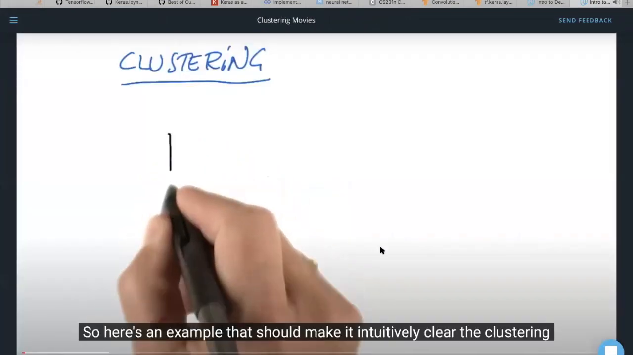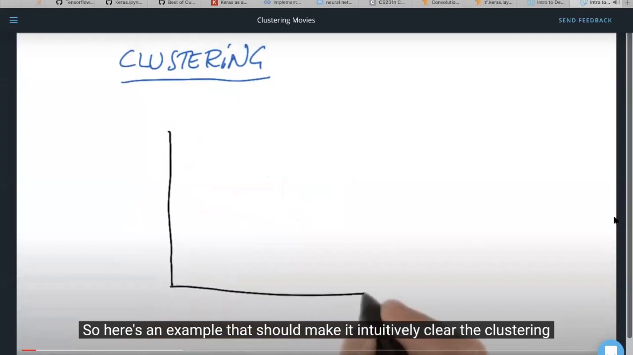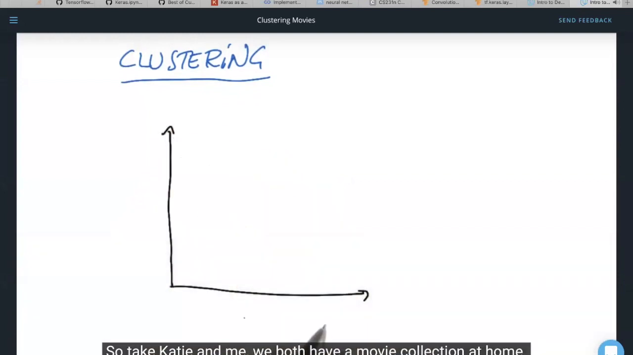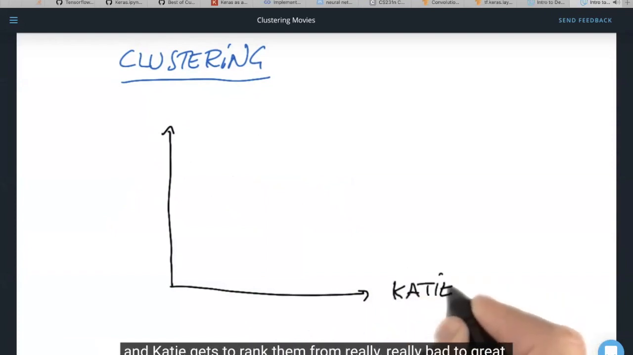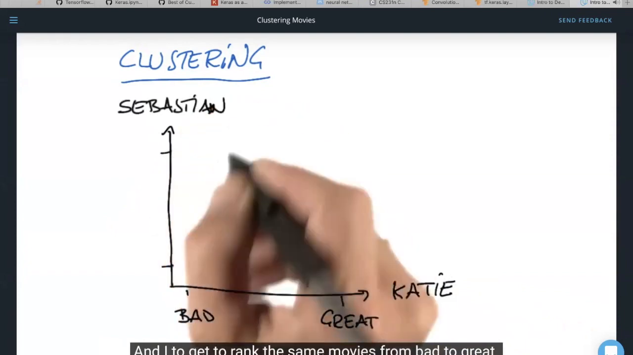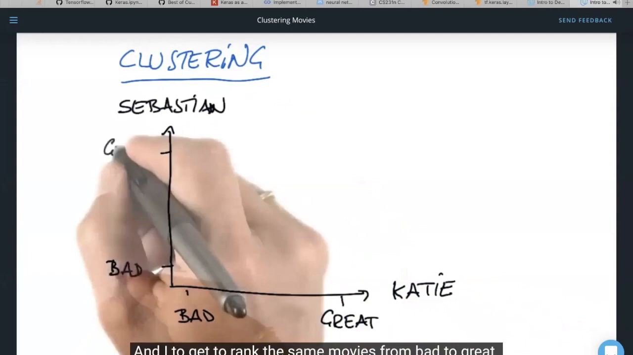Clustering movies. So here's an example that should make it intuitively clear that clustering sometimes makes sense. So take Katie and me. We both have a movie collection at home. And just imagine that both of us look at each other's movies and our own movies, and Katie gets to rank them from really, really bad to great. And I, too, get to rank the same movies from bad to great.